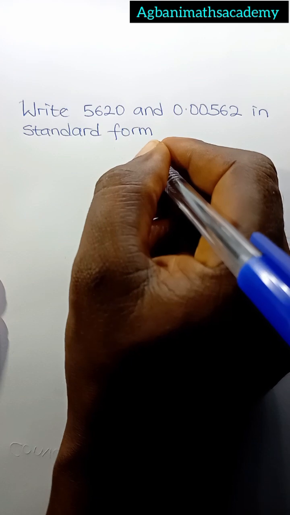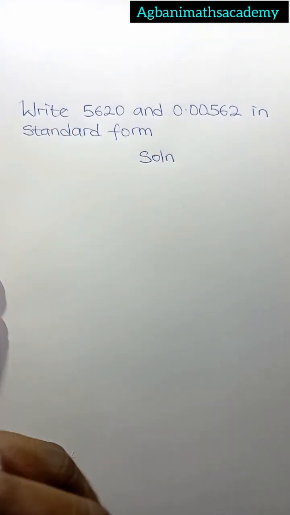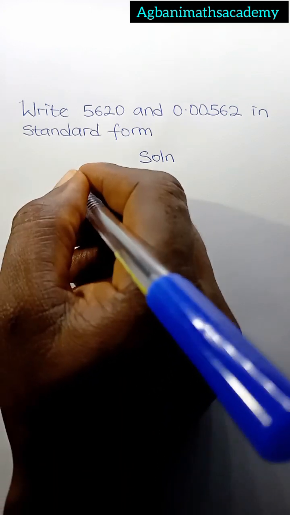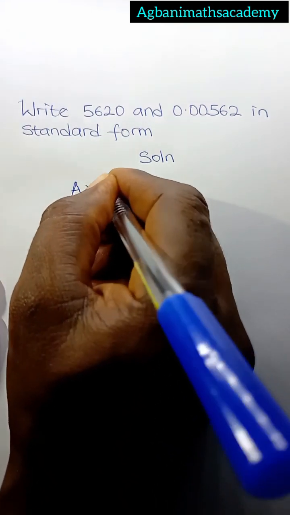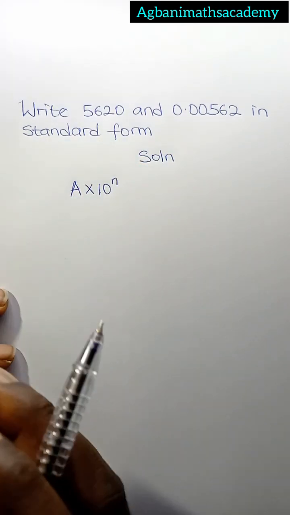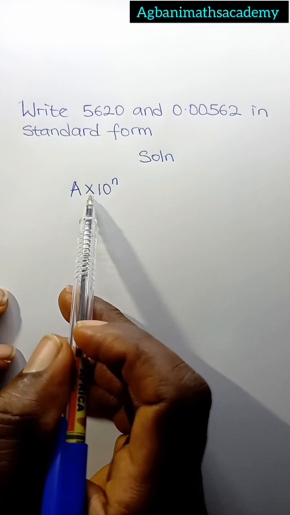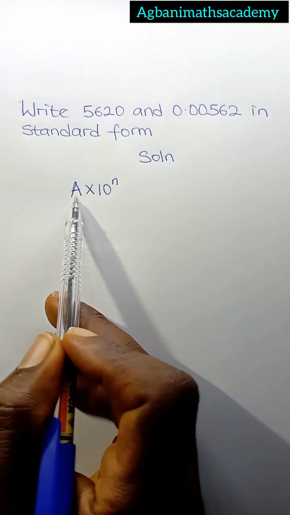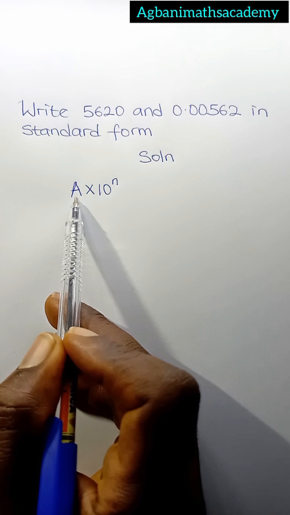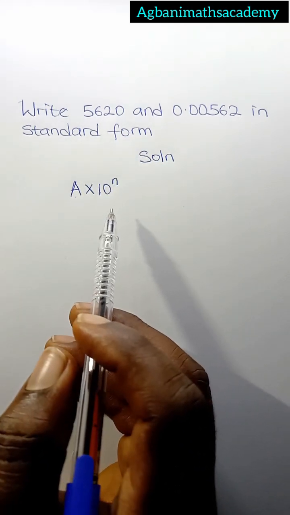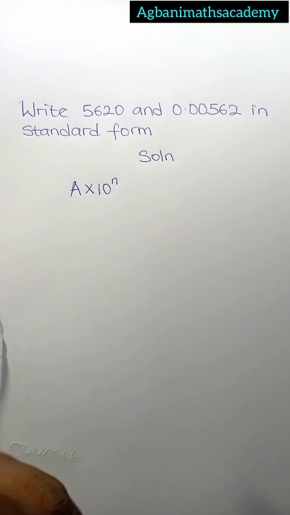Okay, so let's solve together. Solution. In order to express numbers in standard form, we are going to write them in the form a times 10 raised to power n. A number in standard form is written in this form, where a is a number between 1 and 10, while n is a negative or positive integer. So let's look at the first one.